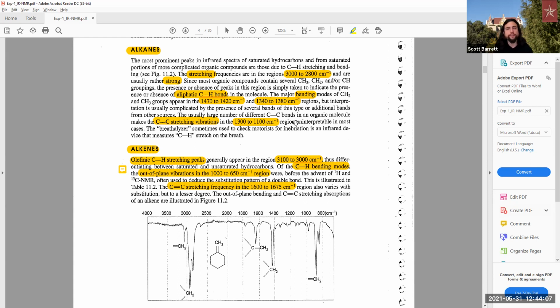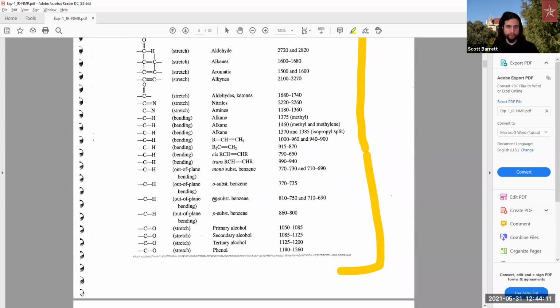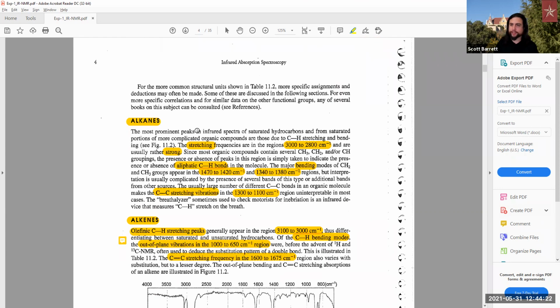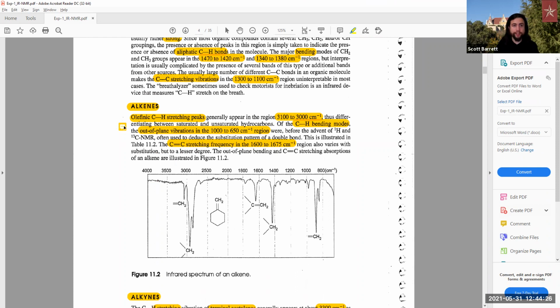Now, only specific, very small things in the fingerprint region will be important for you to memorize. Here, if you have ortho, meta, para substituted benzenes, they're very unique in the fingerprint region, whereas the alkanes can be more general. So going forward, olefinic, and I put a note here, just means alkenes.